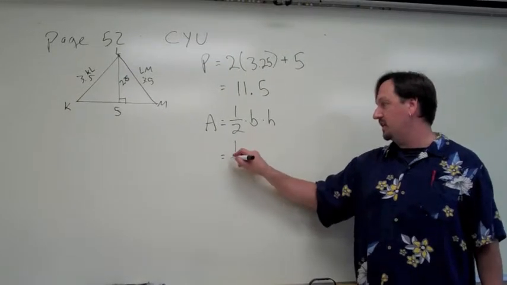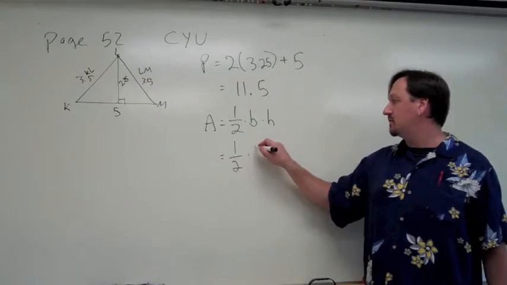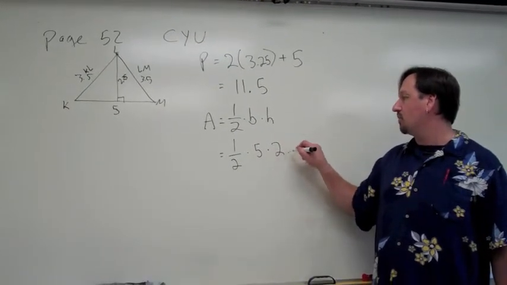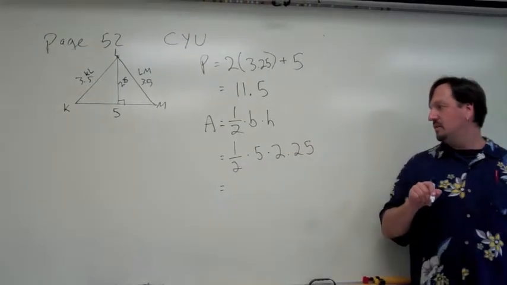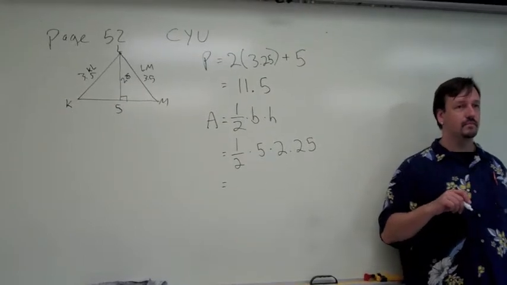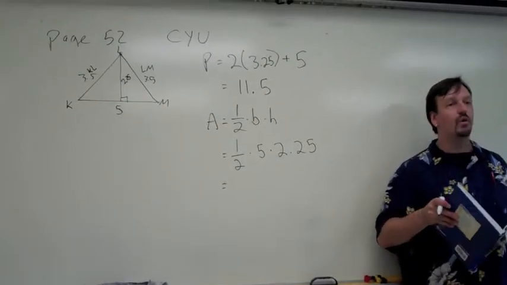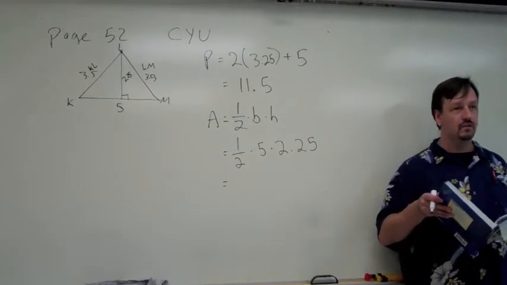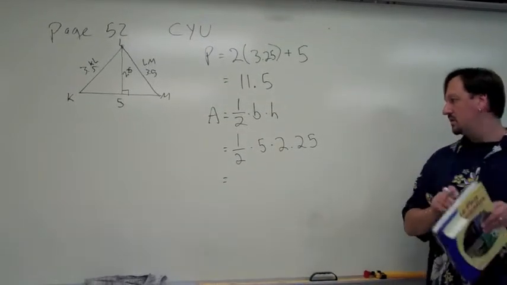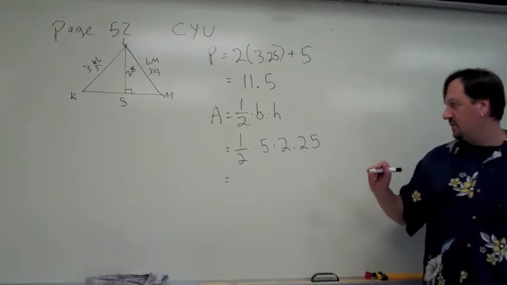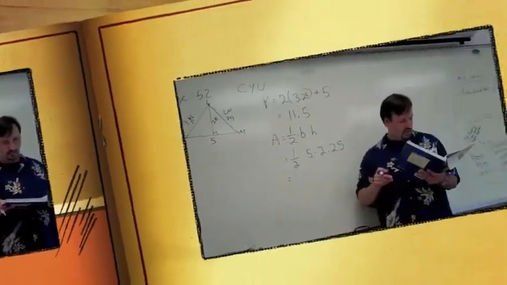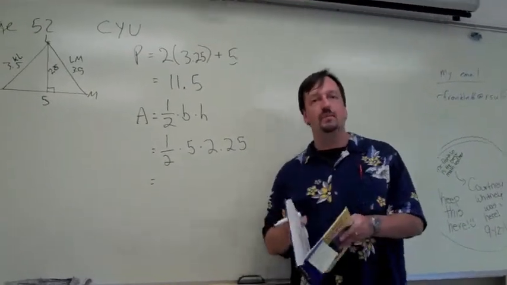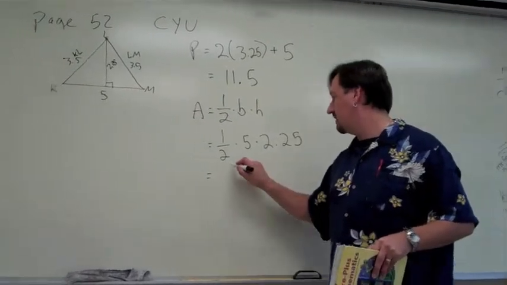When I plug those numbers in here, 1/2 times 5 times 2 1/4, which I can't do in my head. Can somebody do that for me? Thanks. Or you must have it right there on your homework, don't you? 125. 125? I don't think so. Oh, 2.25. Who's got that number? Amber. 5.625.